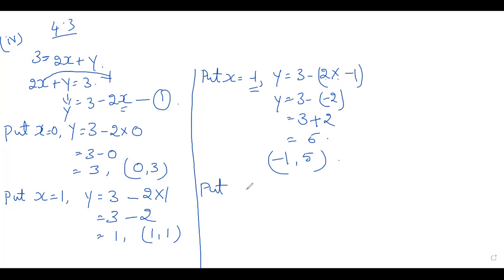Take one more point. x is equal to 2. Then y is equal to 3 minus 2 into, what is the value of x here? Yes, it is 2. 3 minus 4. We are subtracting a big number from a small number, right? That is -1. What are the points here? 2 and -1. Let's write all the points in the table.